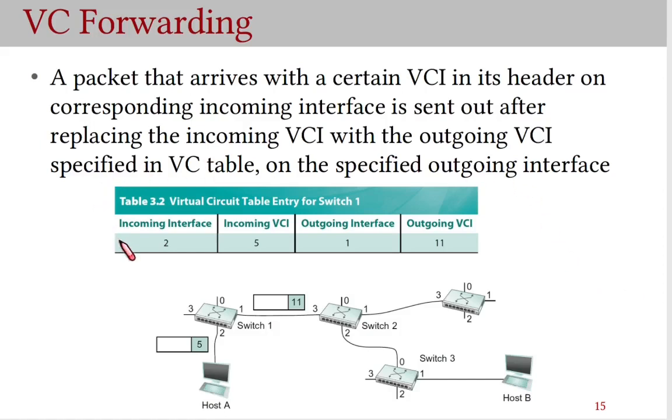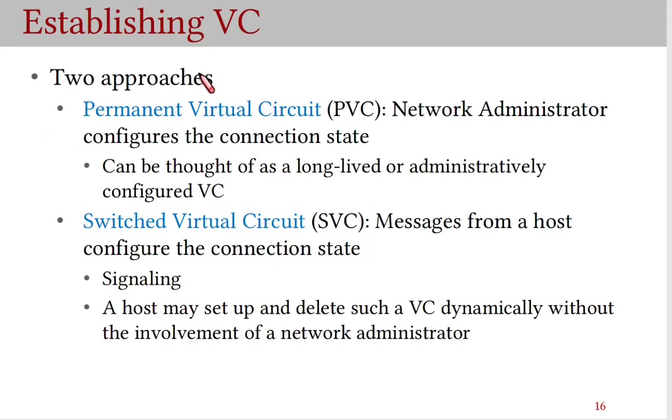Next, we are going to see how virtual circuits are established. So there are two approaches. One is called permanent virtual circuit, and the other one is called switched virtual circuit or just virtual circuit. In the case of permanent virtual circuit, some network administrator configures the connection state. Right? So this is a static approach.